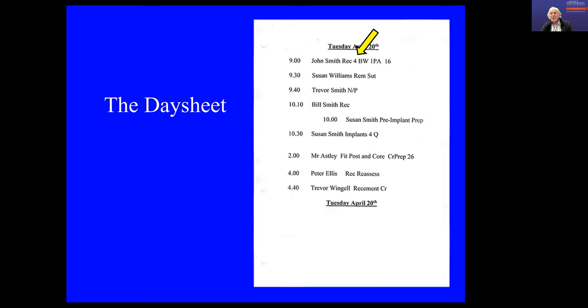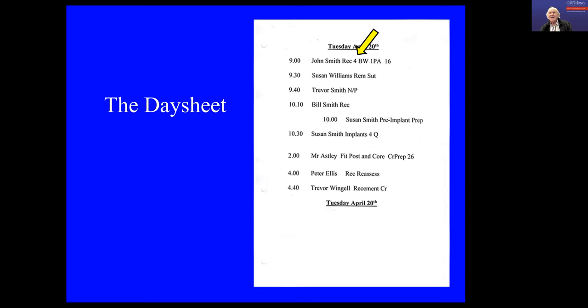You see, the next patient arrives and the receptionist or the chairside assistant circles the next patient in red. So you look up and you can see the next patient's there. Or a patient cancels. So they come in and they put a red line through the patient and they put PP, which is postponed. So you can see it straight away. You don't have to go on your laptop and you don't have to go on your mobile phone.